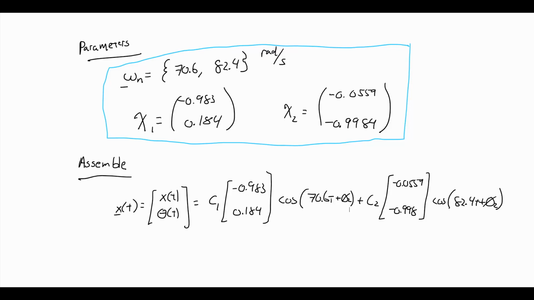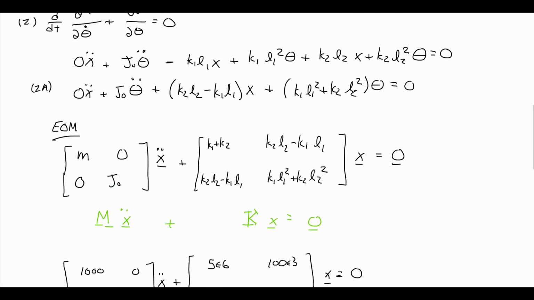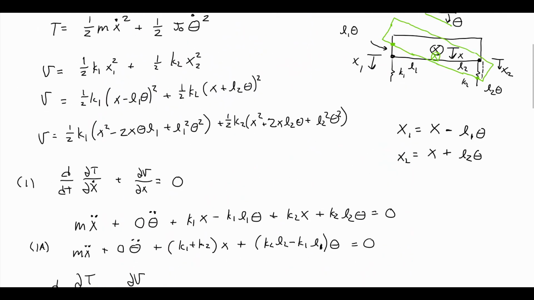And then if we found the x and the theta, we can go back and we can combine them to find x1 and x2 if that's what we were interested in tracking instead. If we know x and theta, we automatically know x1 and x2. If we know x1 and x2, we automatically know x and theta. So the pair of the coordinates is what matters.